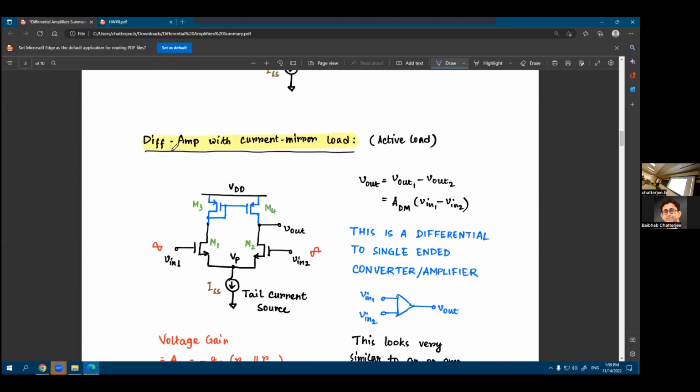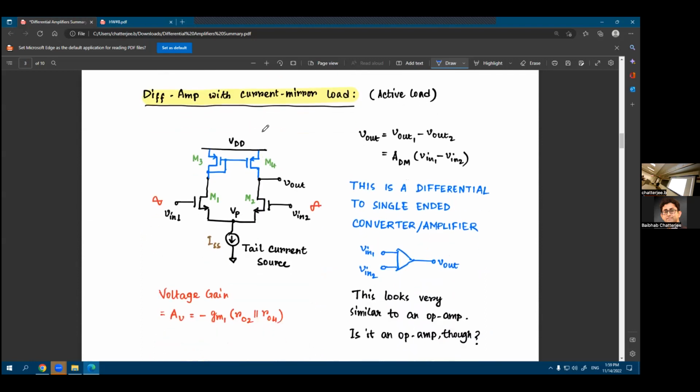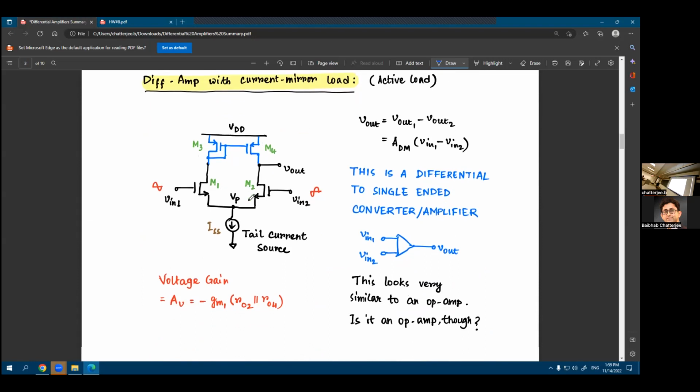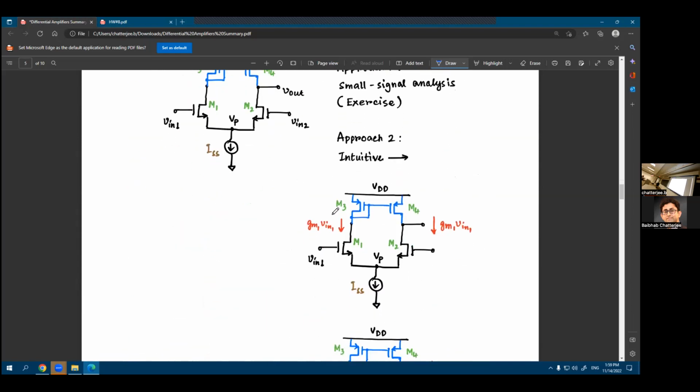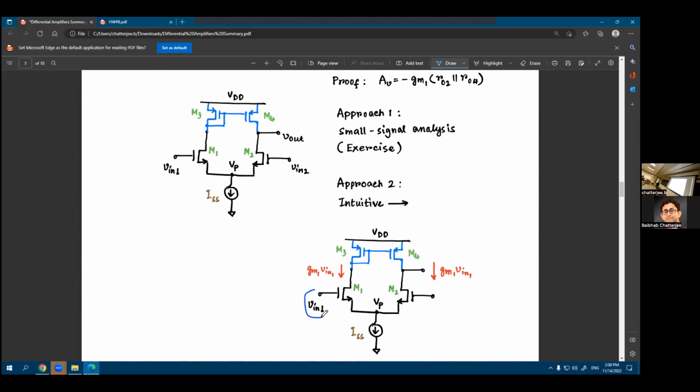Okay, so we also looked at Diff-Amp with current mirror load. This is a circuit where you cannot apply the half circuit theorem, because your left hand side of the circuit does not look similar to the right hand side circuit. But we analyzed it in a different way: if I have, let's say, only one of the inputs present, we use superposition in this case.